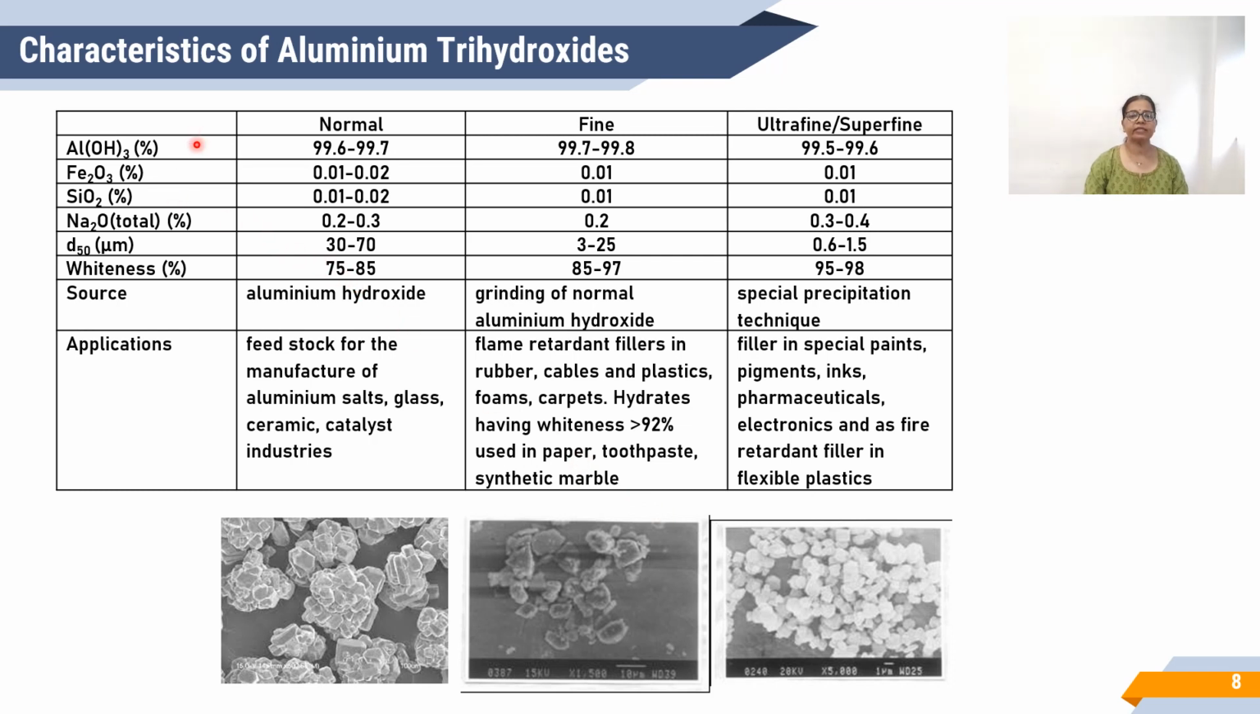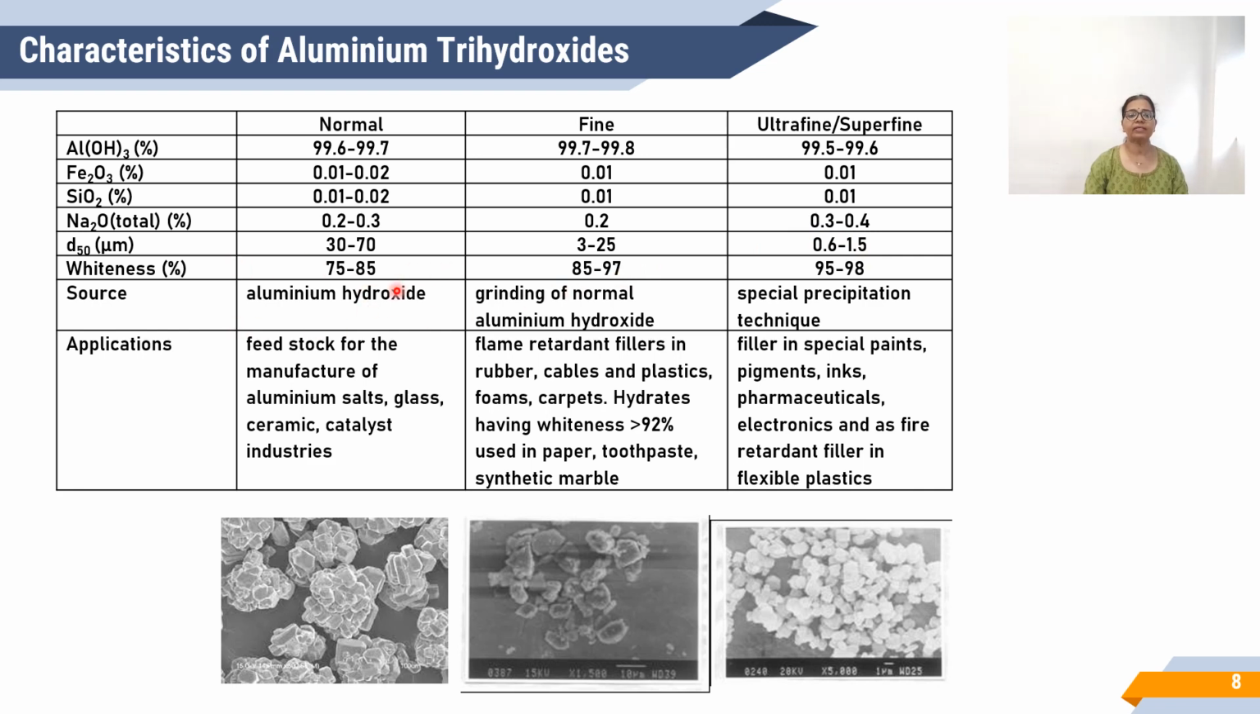If you see the characteristics of aluminum hydroxide, they are classified into normal grade, fine grade and ultra fine or superfine grade. Now these are classified basically based upon the particle size. That is, normal grade has a particle size of D50 30 to 70 microns, fine size has 3 to 25 microns, and ultra fine or superfine has the particle size of 0.6 to 1.5 microns.